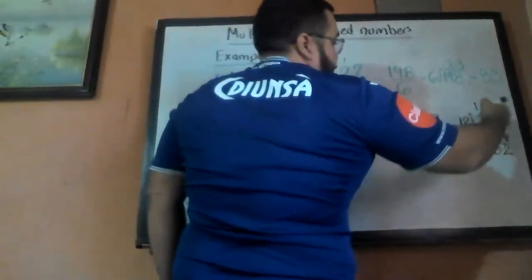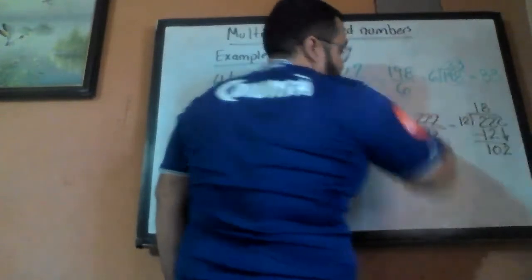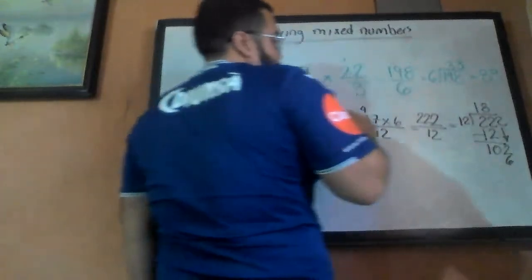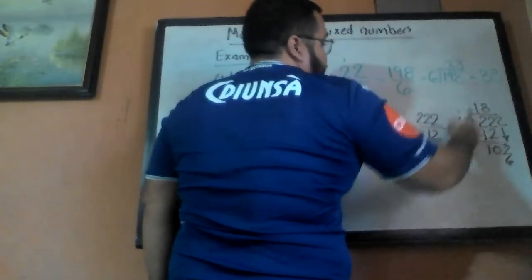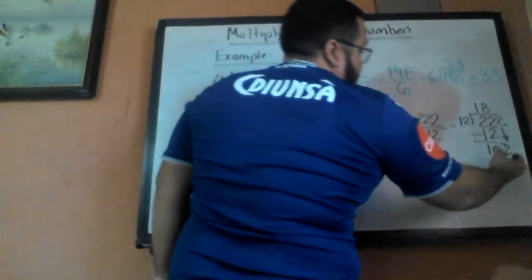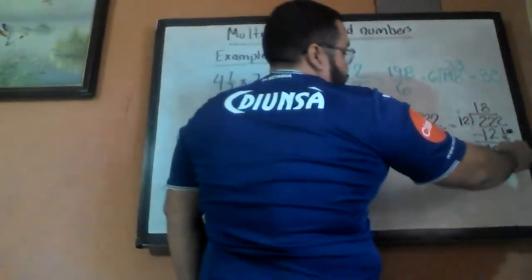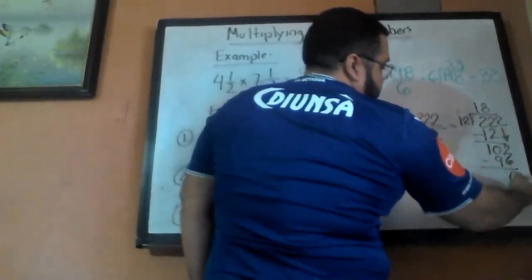let me see. If we do it times 9 or times 8, 8 times 2 is 16. I have a 1 here. 8 times 1, 8 plus 1, 9. 96. And 102 minus 96 equals 6.